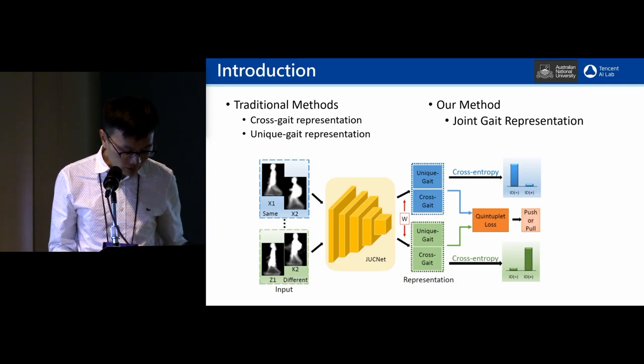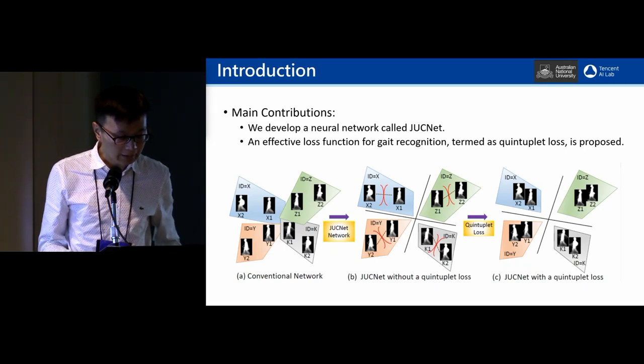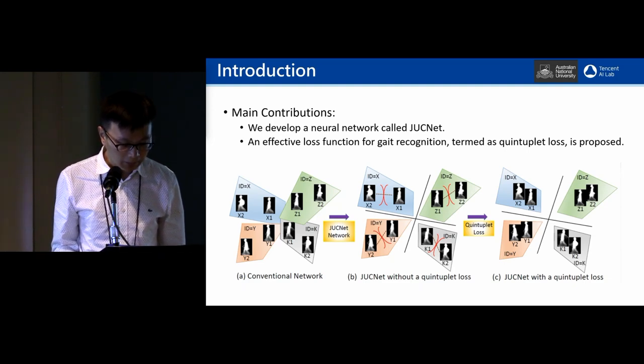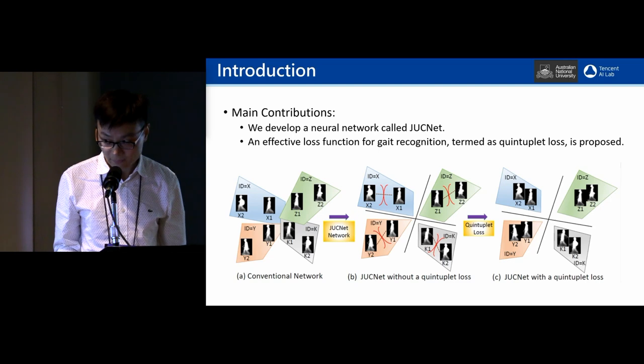In this paper, we develop a deep network to jointly learn the unique gait and cross-gait representations. And also, we propose an effective loss function for gait recognition, which guides our model to extract powerful features with smaller intra-class variations and larger inter-class differences. As the figure shows, from A to B, the proposed model additionally learns the identical unique gait representation, which enlarges inter-class differences among subjects. From B to C, with the help of the proposed quintuplet loss, not only does the inter-class variance increase, but the intra-class discrepancy is also decreased.